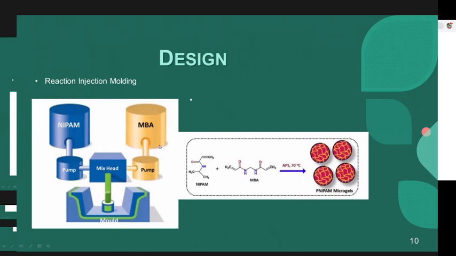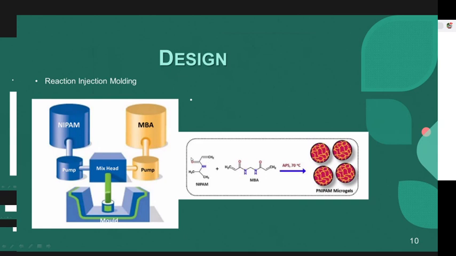Assalamu alaikum. I'm Afif Ahmed Zulkarnain, role 12. So now let us see the design of the injection molding technique for producing PNIPAM. Here in the reaction injection molding process, N-isopropyl acrylamide and N,N'-methylenebisacrylamide are brought together in the mixing head using pumps in liquid form. Then the mix is transferred to the mold to produce the microgel product.